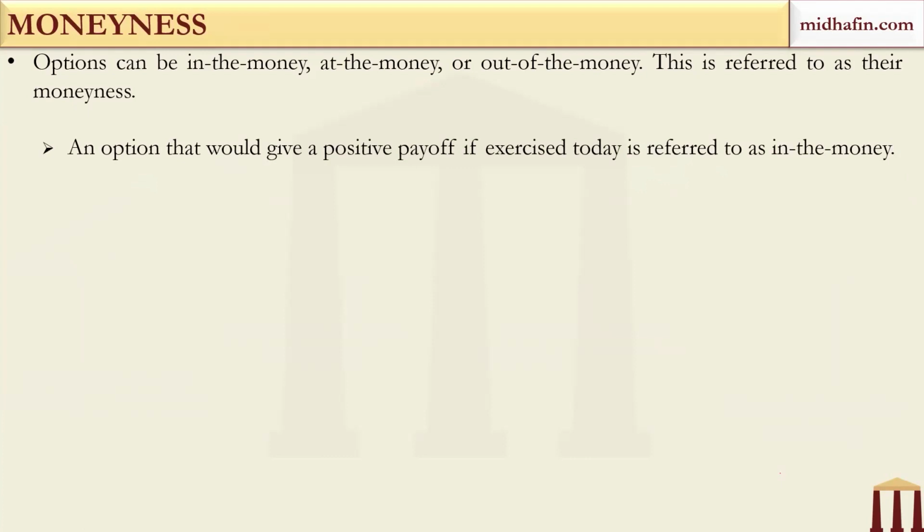And for call option and put option, positive payoffs are in different scenarios. For a call, it is when the underlying asset price is greater than the strike price. So let's say the strike price is 50 and the asset price is 60. The asset price is greater than the strike price in this case, and we call the option in the money, call option in the money. For a put option, it's just the reverse, where the asset price has to be less than the strike price. We call the option in the money.